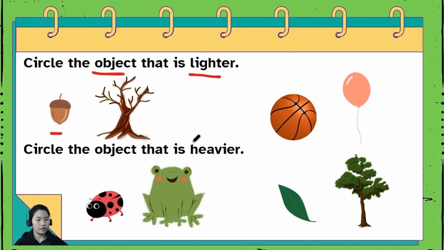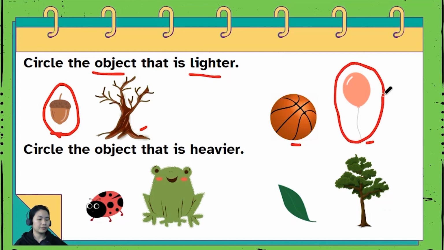We have an acorn over here, and we have a tree trunk. To you, which one is lighter? It is the acorn, okay? Next up, the basketball and the balloons. Which one's lighter? It is the balloon.